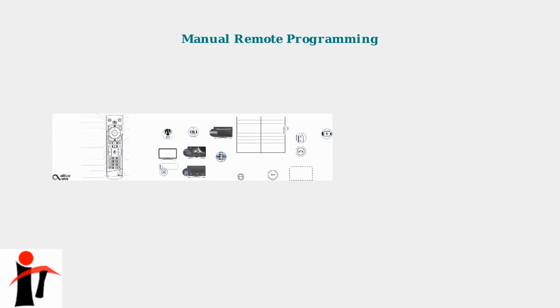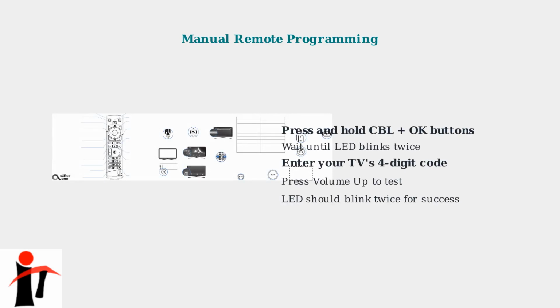If basic troubleshooting doesn't work, you'll need to manually program your remote with the correct device codes for your TV. For Altus One remotes, press and hold the CBL and OK buttons simultaneously until the LED blinks twice. Then enter your TV's 4-digit code. Press volume up to test, and the LED should blink twice to confirm success.